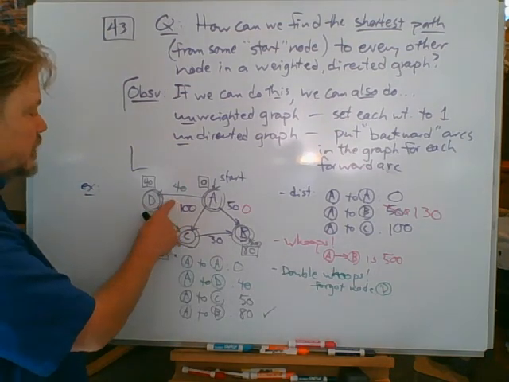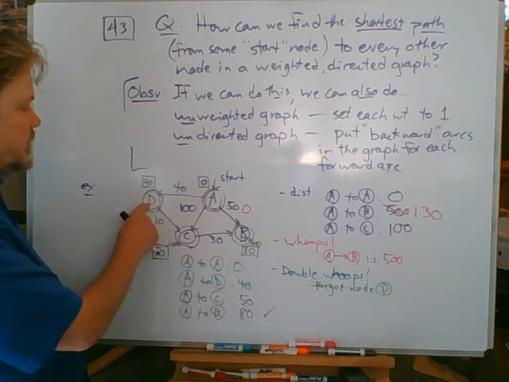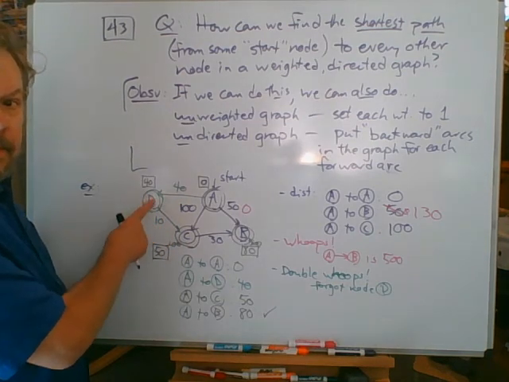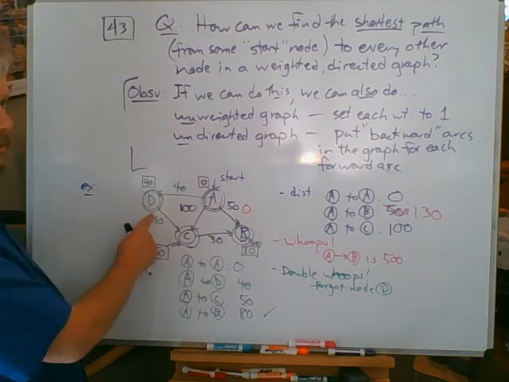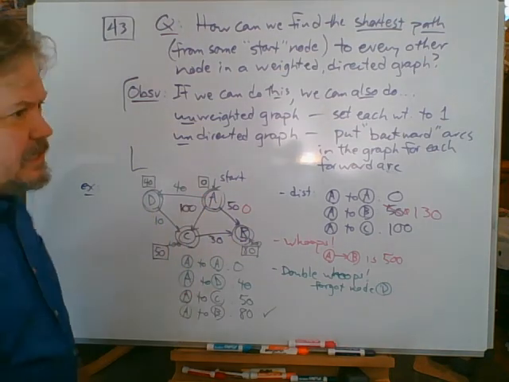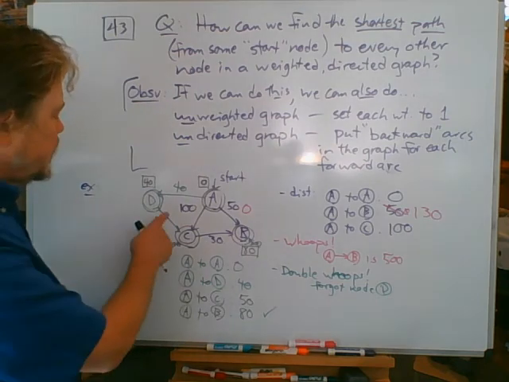The closest unfrozen node to A in the first iteration is D, 40 away. We know that's the best distance because any shorter path would have to be going through B, which is at least length 500, or going through C, which is at least length 100. So 40 is the best we're going to do for D.